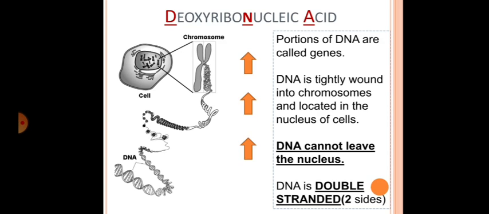DNA is known as deoxyribonucleic acid. As it is seen in red, the word DNA. Portions of DNA are called genes. DNA is tightly wound into chromosomes, as can be seen in the figure on the left, and located in the nucleus. DNA cannot leave the nucleus. DNA is double stranded, that is, it has got two sides.